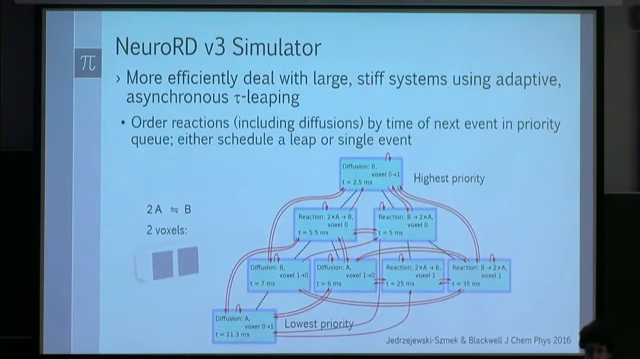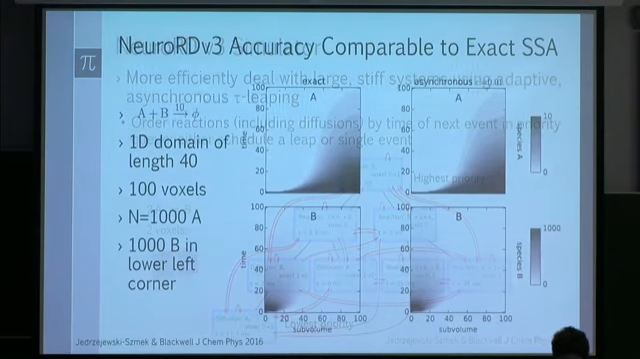So again, we're going to do what others have done before and use a priority queue. So in this very simple reaction where we have 2 voxels and a single reaction, the diffusion of B from voxel 0 to 1 might be at the top of the queue, and then we have another reaction subsequent to that. So this is the high priority, this is the low priority. So again, we're going to order the reactions, including diffusion, by the time of the next event, but we'll either schedule a leap or a single event, depending on which is more efficient. Okay. So all I'm going to say about the algorithm, again, you can get more information about that later.